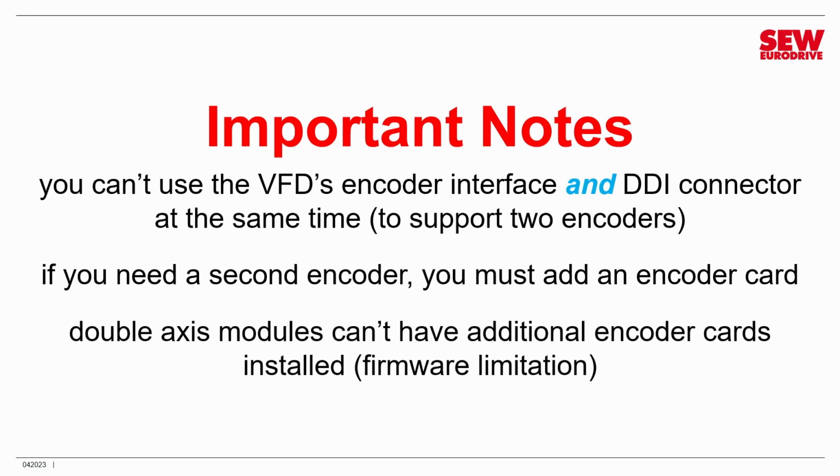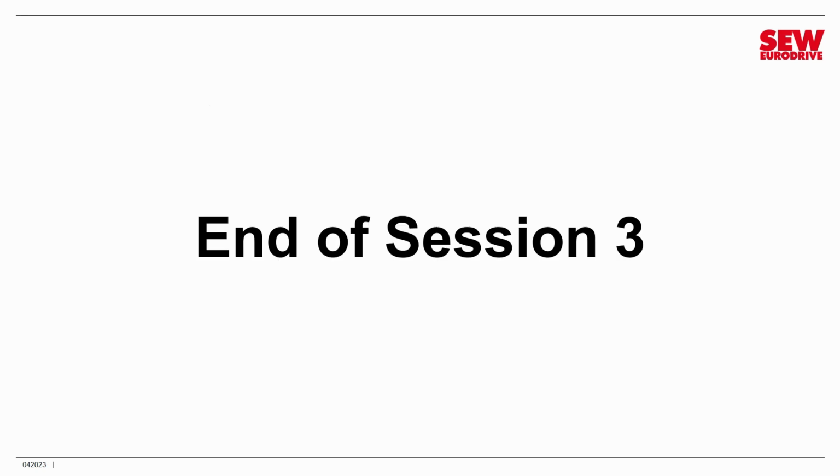And remember, I've said this once, I'll say it again just to be sure you understand it. Double access modules can't have additional encoder cards installed because of firmware limitations. So on those notes and on that big gulp of information, we have finished session number 3. That's given you a big overview of the products that we're covering and discussing and introducing.